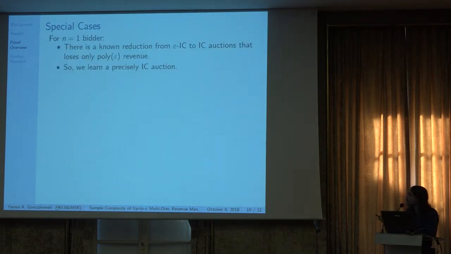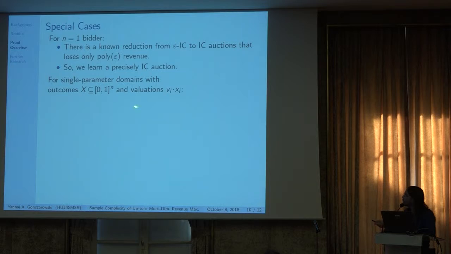For special cases, for one bidder, there is a known reduction, 10 years old, from epsilon IC to IC for one bidder, that loses only poly(epsilon) revenue, only negligible revenue. So we can apply that and immediately get a precisely IC auction. I'd like to remind you that this has not been known yet, even this corollary, this special case.